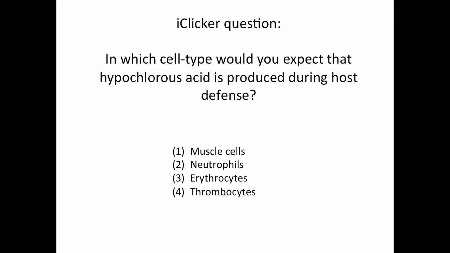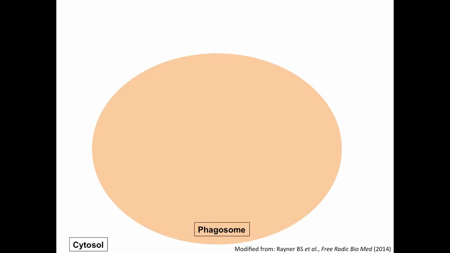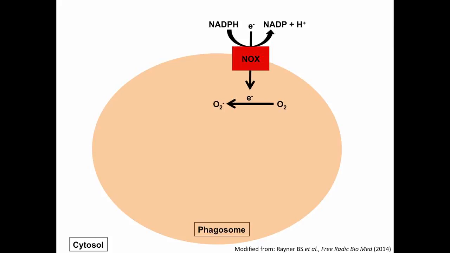Thank you very much for answering the question. And as most of you guessed right, neutrophils are the cells in which HOCl is produced. But how is this actually going to happen? This is shown here in the next slide. It begins with the activation of NADPH oxidases, which are shown here in red, that are located in the phagosome membrane and catalyze the reduction of molecular oxygen to superoxide.